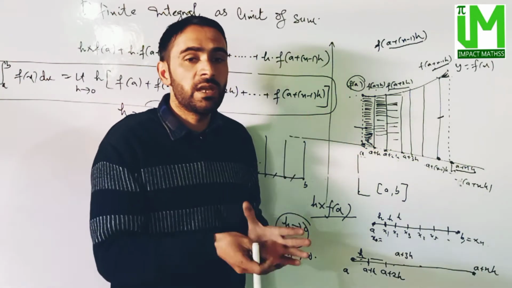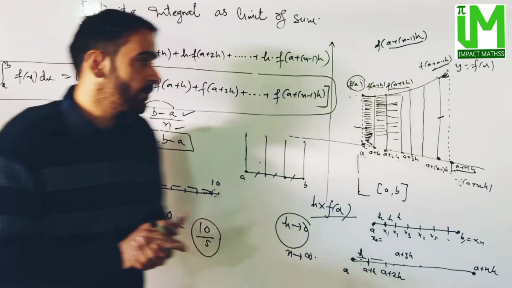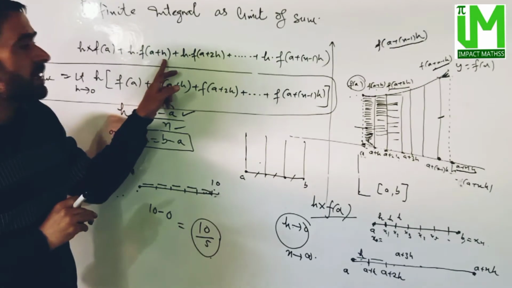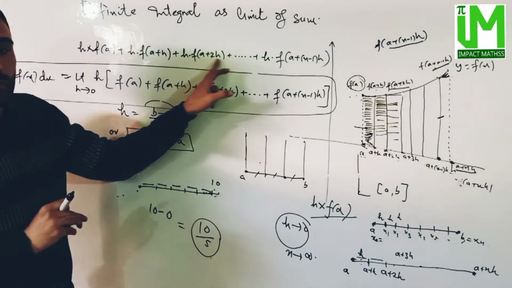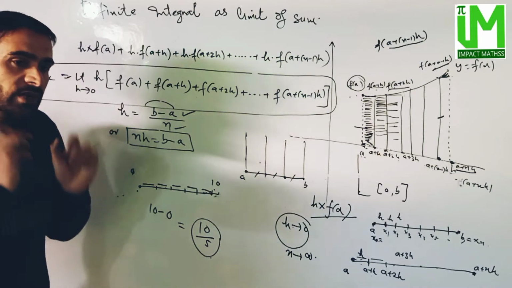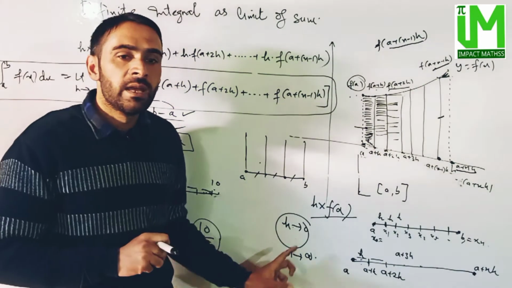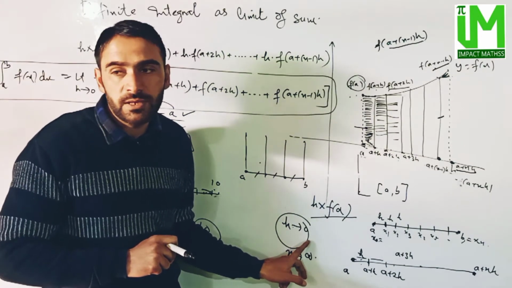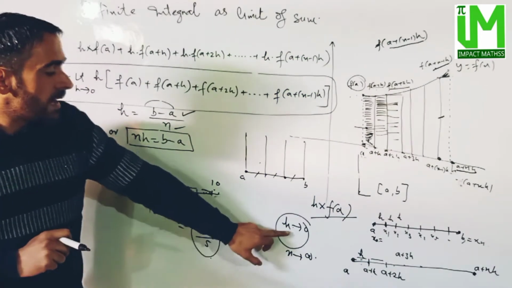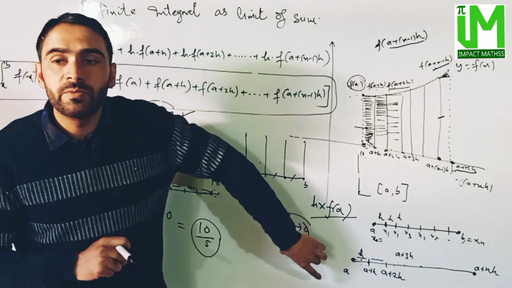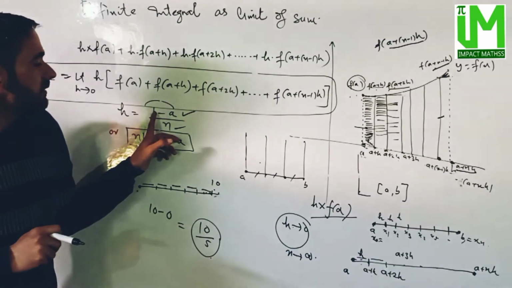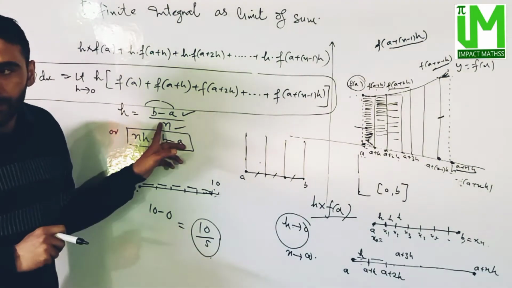The area of each rectangle can be calculated: h times f of a, then h times f of a plus h, and so on. We then sum all the rectangles. But the best approximation is obtained when h tends to 0. Obviously, when h tends to 0, n will tend to infinity, so instead of h tends to 0 we can use n tends to infinity. In that case h is equal to b minus a divided by n.